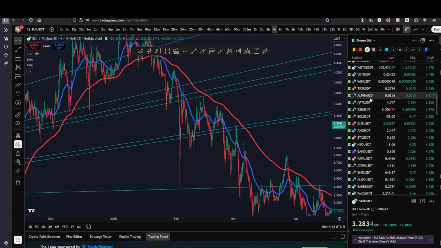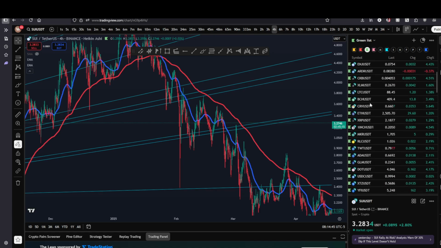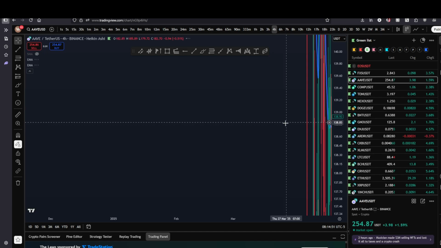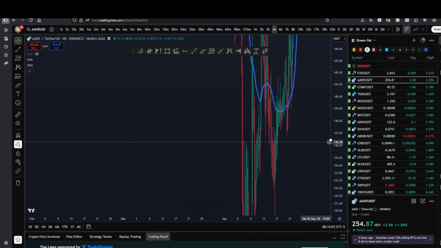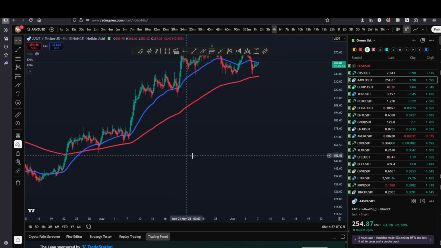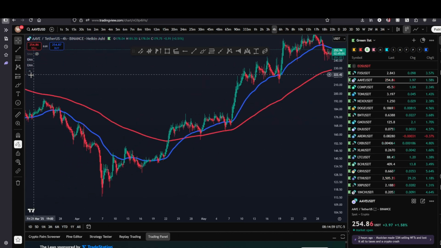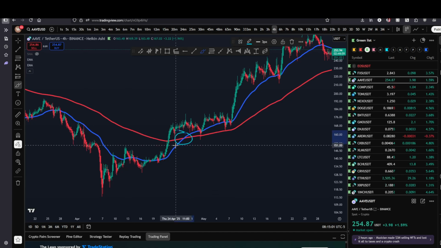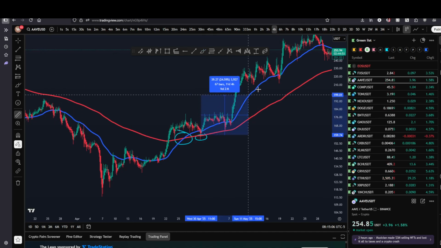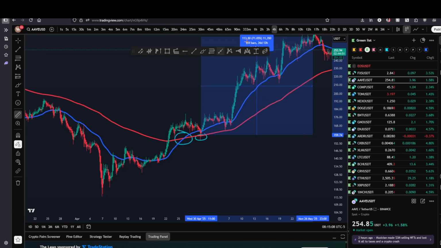Okay, let's look. Something less manipulated. Let's look at Aave. Sure. Okay, so on the 4 hour, the 50 crosses the 200. Price comes underneath. You could have held this trade up 70%, right?